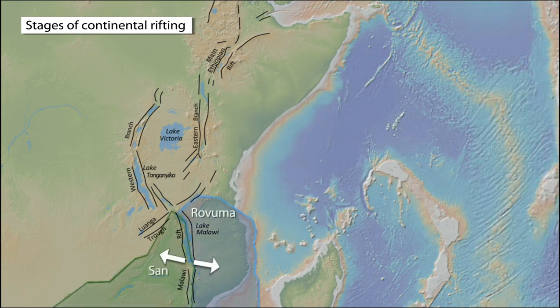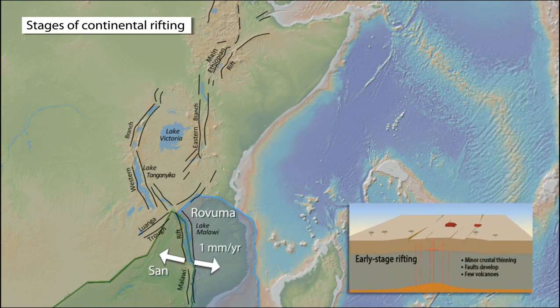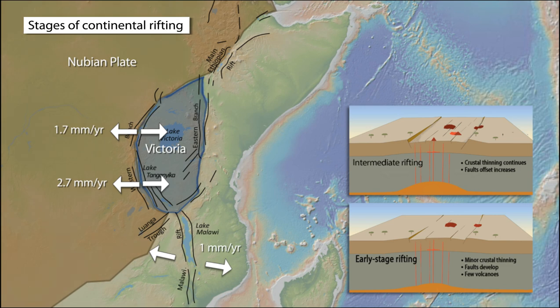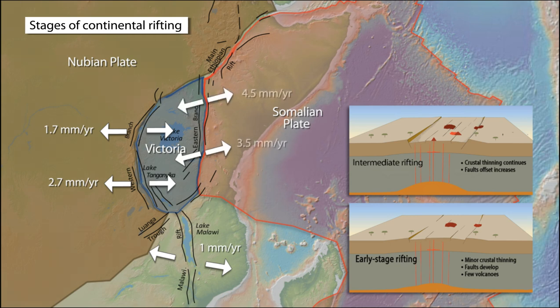In the south, the boundary between the Rovuma and Sun microplates is the Malawi Rift, where continental rifting is in an early stage, with minor crustal thinning and a few volcanoes. In the central region, the boundary between the Victoria microplate and the Nubian Plate is the Western Rift, where extension rates increase from north to south. The Eastern Rift is the boundary between the Victoria and Somalia plates, and extension rate increases from south to north.